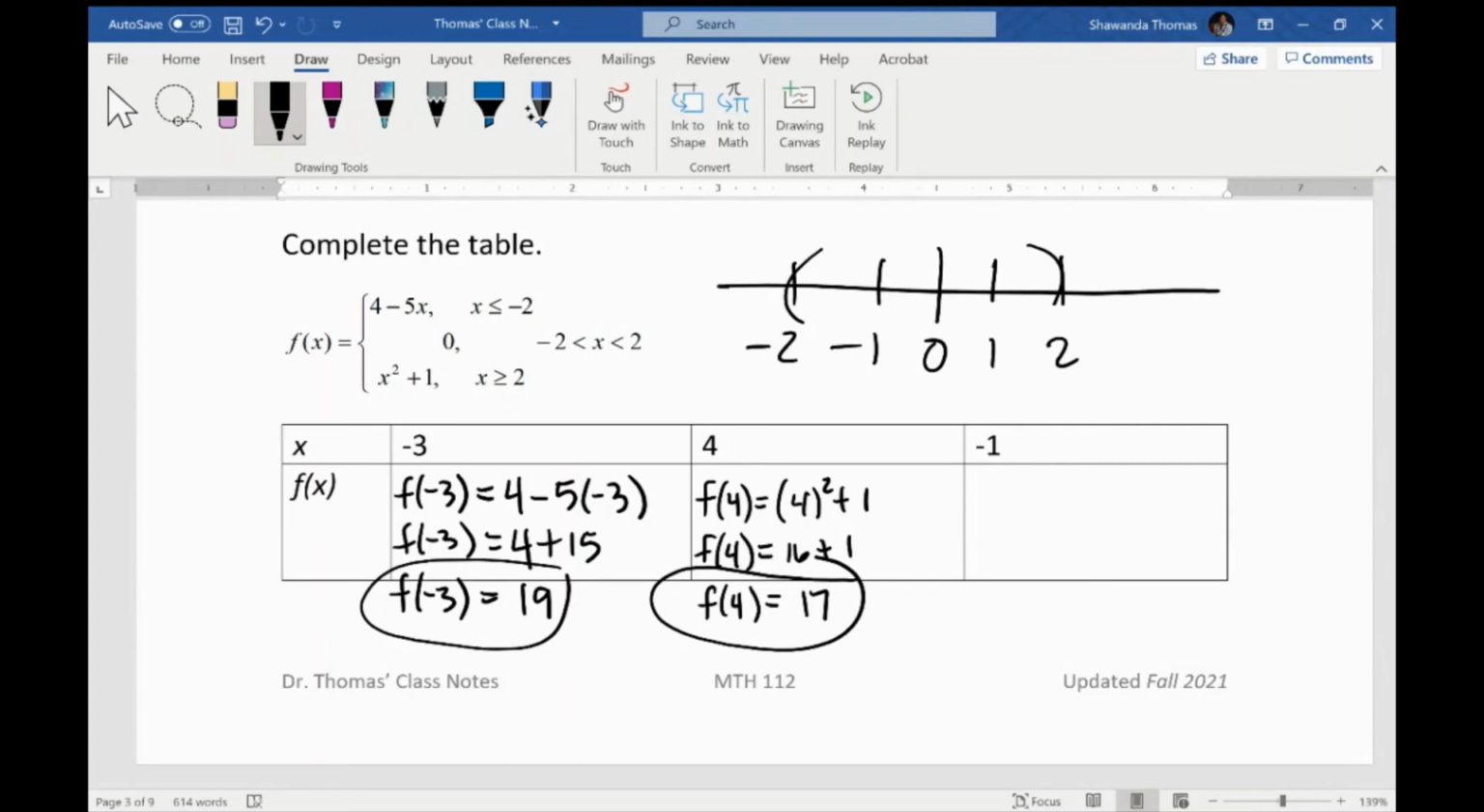-1 is between -2 and 2. All right. So, what do y'all think the answer is? F, this one is a little strange. F of -1 equals what?